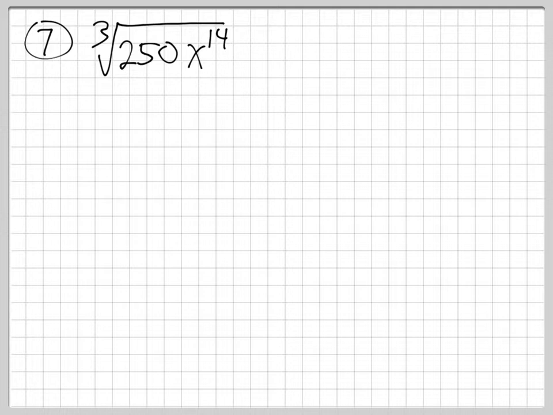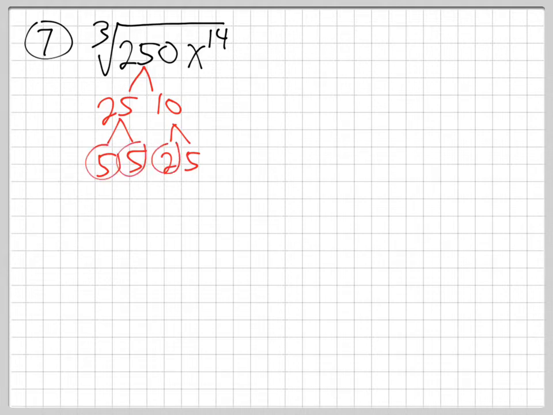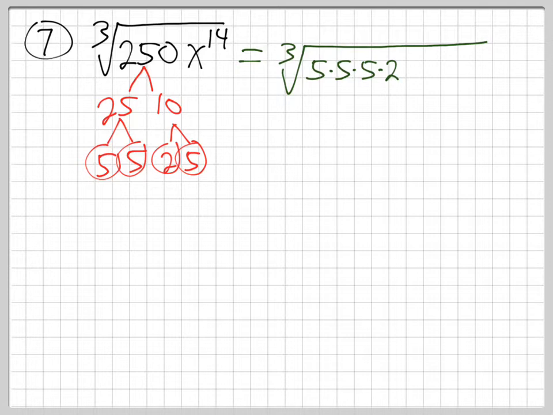Let's try this one. All right, so 250, we've got to break that down. 25 times 10. Things that end in a 0 are times 10, aren't they? And then the 25 is 5 times 5. The 10 is 2 times 5. So we break down that 250. It's just 3 5s and a 2. It's kind of nice. So we say, all right, cube root of 3 5s and a 2. And then a whole bunch of x's. 14 of them. 1, 2, 3, 4, 5, 6, 7, 8, 9, 10, 11, 12, 13, 14.